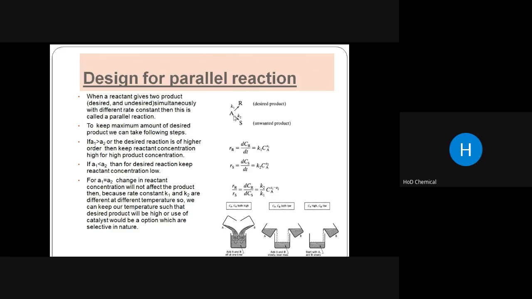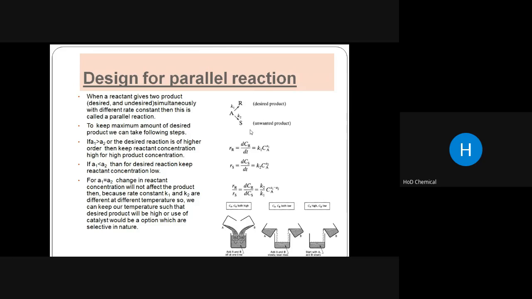It gives products by two simultaneous ways. Here R is the required, desired product, and S is the unwanted product. Between these two products there are rate constant values. So what is the purpose of a parallel reaction? To get the maximum amount of desired product.